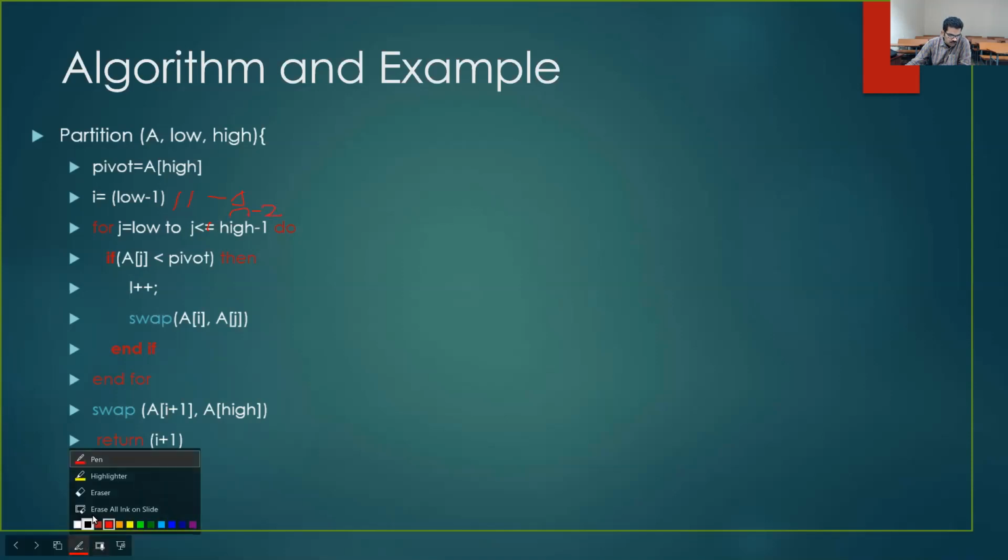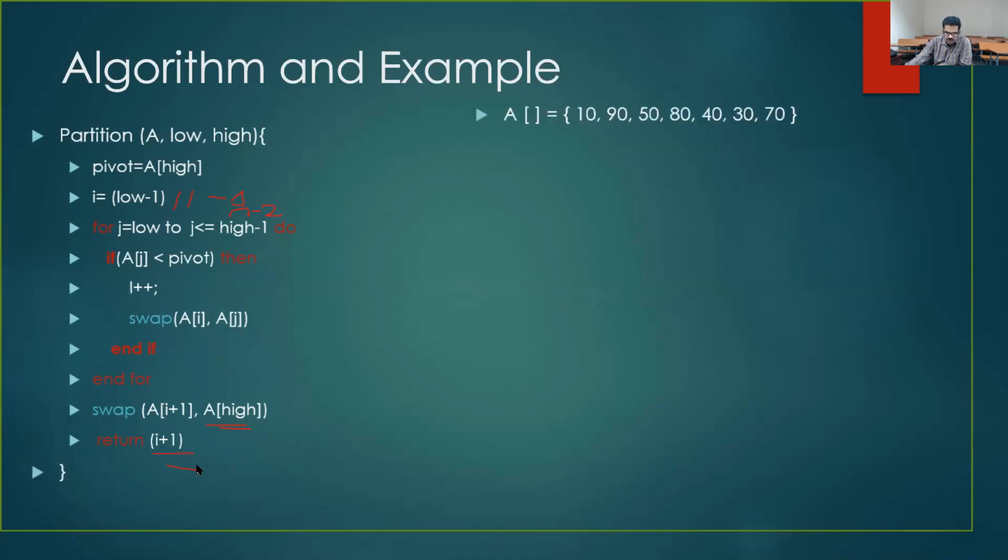So you scan the array from left to right, and what you are doing here is, if an element is less than the pivot element, you increment I and swap the values at locations AI and AJ. Once the loop is executed, there will be a value for I. Then you swap A of I plus 1 and the pivot element. Then return the index of the pivot element, that is I plus 1. That's how the algorithm is. We'll see an example.